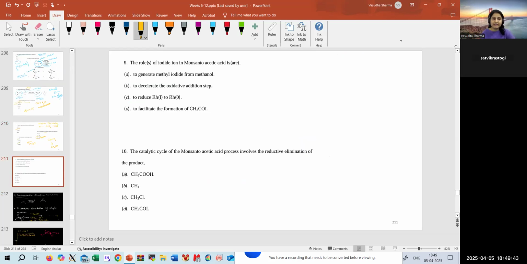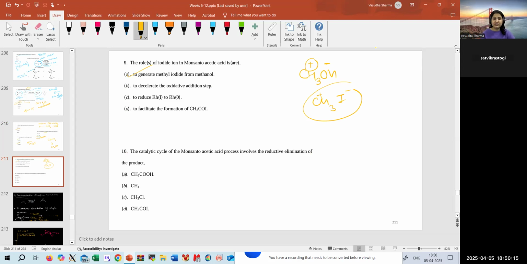Question number 9 is the role or roles of iodine in the Monsanto acetic acid process. Firstly, we have seen that when you have CH3OH, it is not possible to get an oxidative addition into the rhodium system because it is less electrophilic compared to CH3I. So this is more electrophilic, making CH3 more electrophilic. So to generate methyl iodide from methanol, that is correct. Let's see whether other options are correct or not.